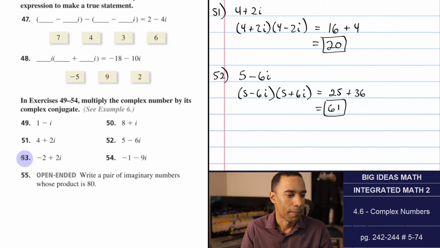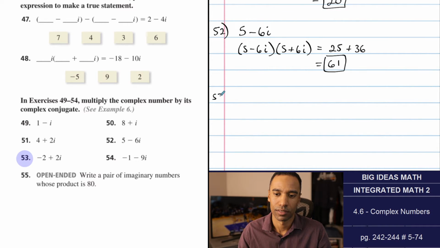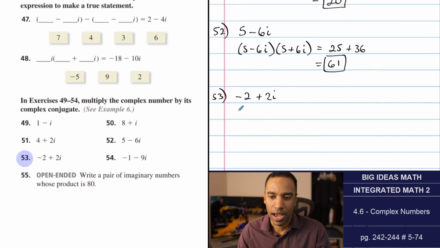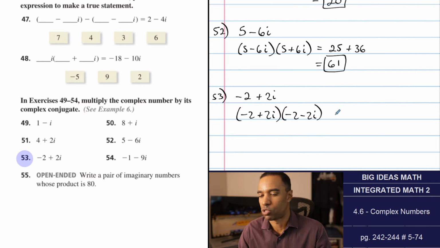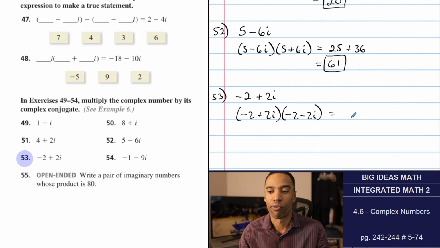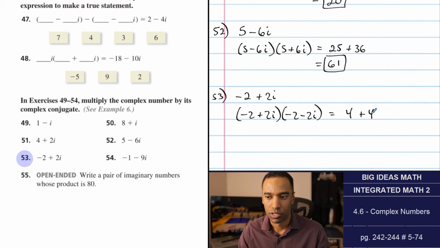Number 53, negative 2 plus 2i, excuse me. Yeah, its conjugate. We're going to do the minus bi thing. So we have negative 2 plus 2i times negative 2 minus 2i. The negatives ultimately don't matter here. I'm squaring negative 2. That still gets me 4. And then I'm squaring a positive 2 here, which gets me 4. 4 plus 4 gives me 8.